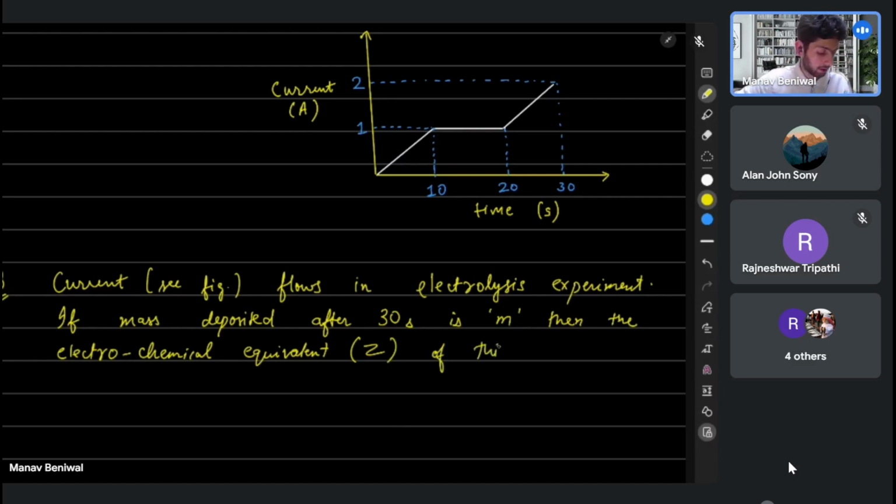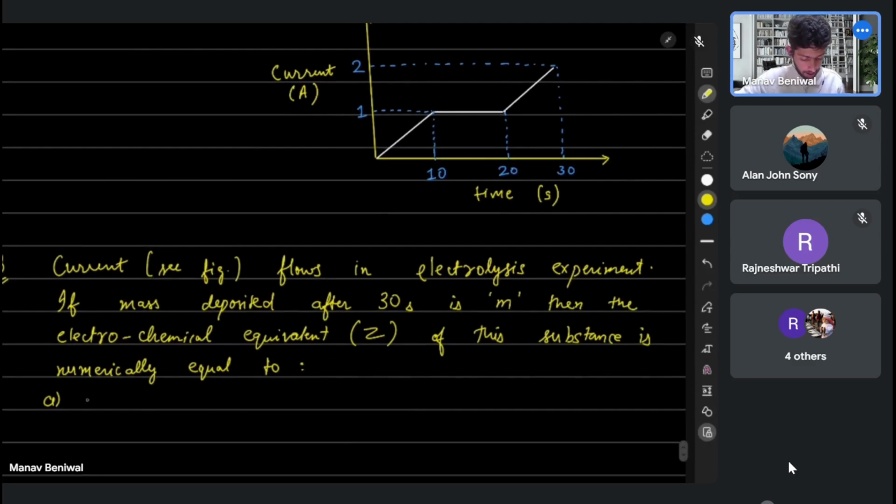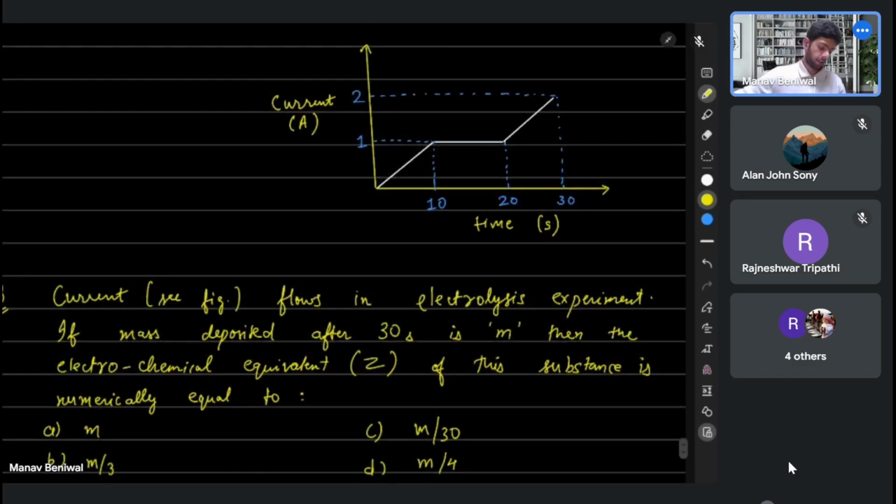of this substance is numerically equal to, and here again you have 4 options: option A is m, option B is m by 3, option C is m by 30, and option D is m by 4. Okay, do you understand the problem?